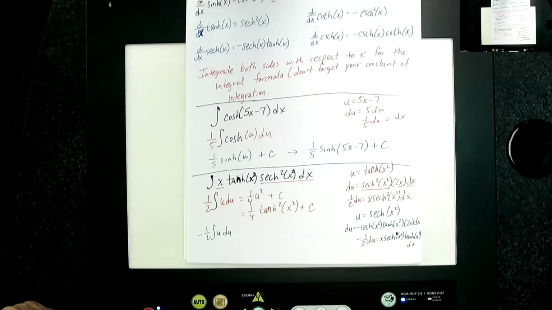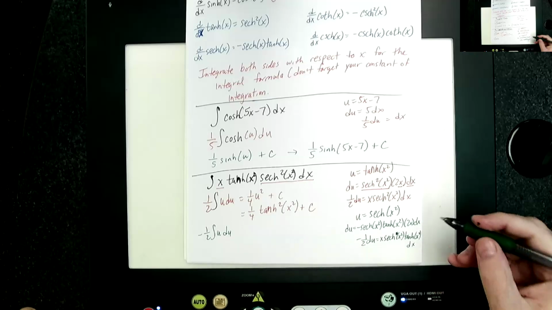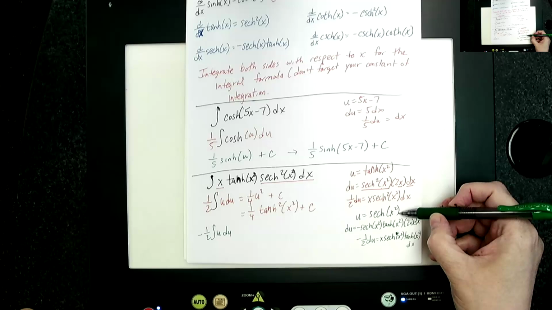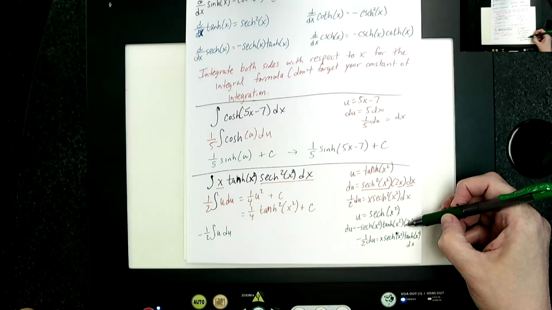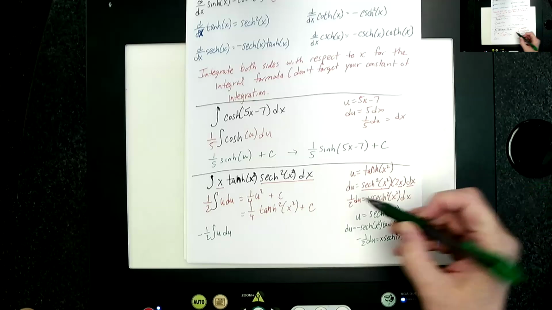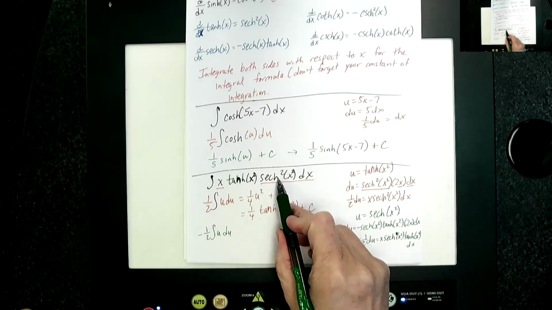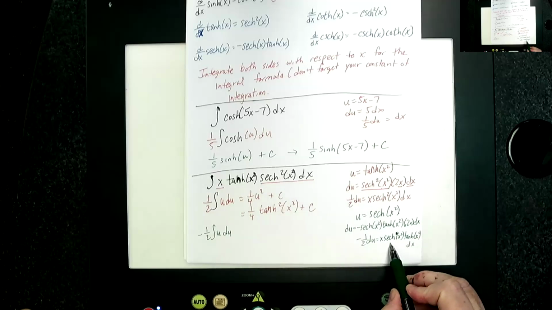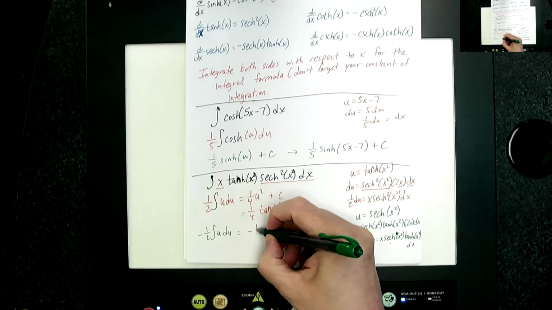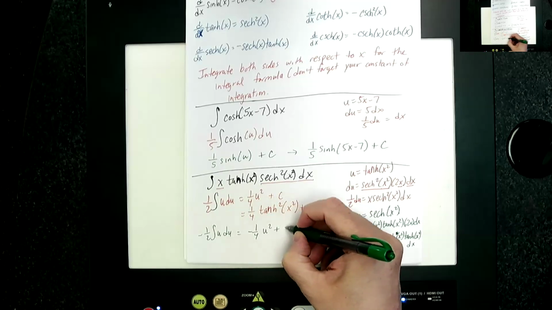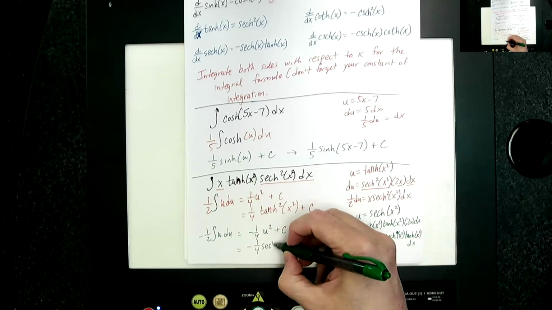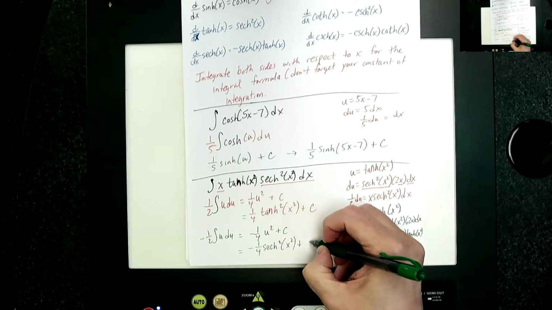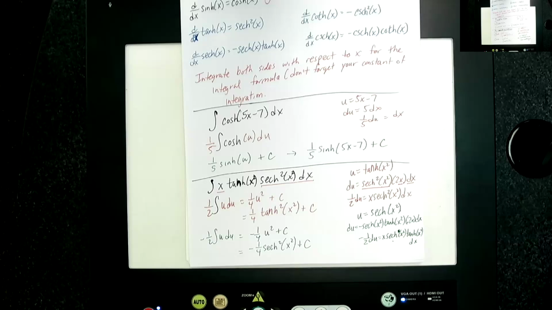Right? No, because one of them is eaten up in the derivative. It's just u. Because we gotta use one of these for the u, the other one is eaten up right here. So we get -1/4 u squared plus c. So -1/4 secant squared x squared plus c. What? This is wrong.